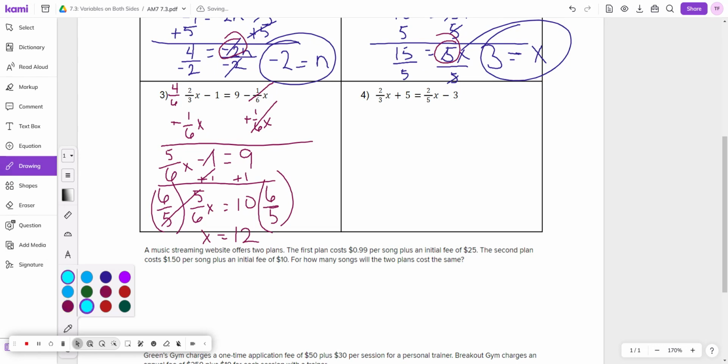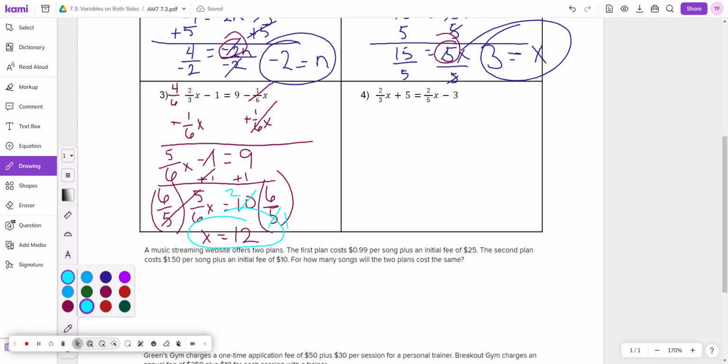Another way I could do it is just cross simplify. 5 goes into 10 twice. 5 goes into 5 once. 2 times 6 gives me 12. Okay? All right. If you want to pause the video and do number 4 on your own, you're welcome to do that.